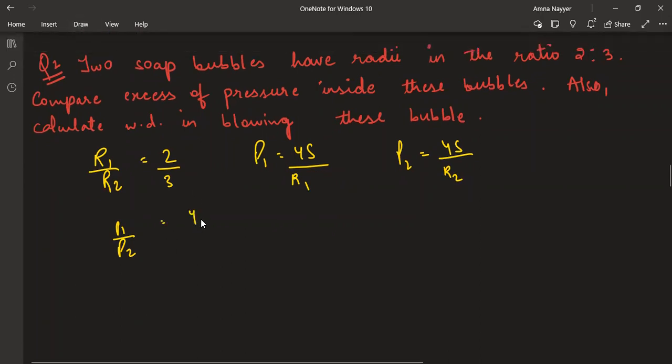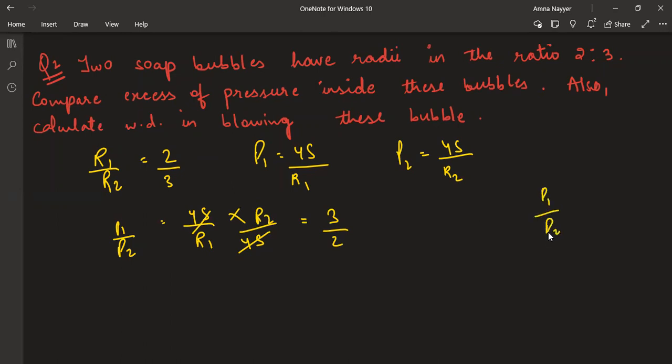So P1 by P2 is 4S by R1 over 4S by R2. 4S gets cancelled, leaving R2 by R1, that is 3/2. So P1 by P2 will be 3/2.